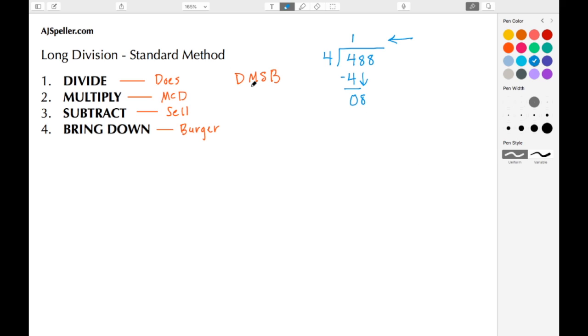Then we start back over. We want to figure out what 8 divided by 4 is, or another way of saying it is how many times does 4 go into 8? Well, it goes in there 2 whole times. Then we multiply 2 times 4 to give us 8. Then we do our subtraction, 8 minus 8 to give us 0. And then we bring down, and in this case the next number is another 8.